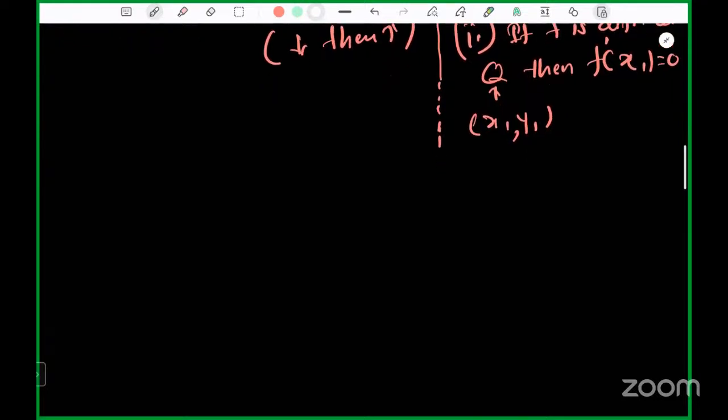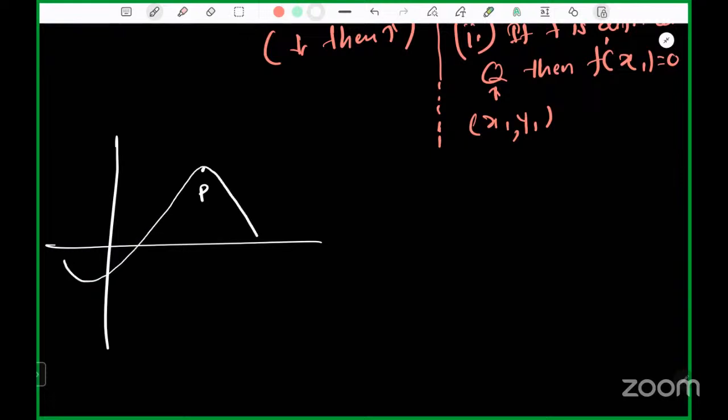Suppose we have a function, and it has a turning point at a point P. So suppose this is a point P and this point is a turning point for the function. Then what happens? The function is changing its behavior at point P. First it is increasing. In the graph, suppose this is a graph of function f, then you can observe that before the point P, the function has an increasing behavior, and after the point P, it has a decreasing behavior. So that means at point P, the function is changing its nature, and we can say that P is a turning point.